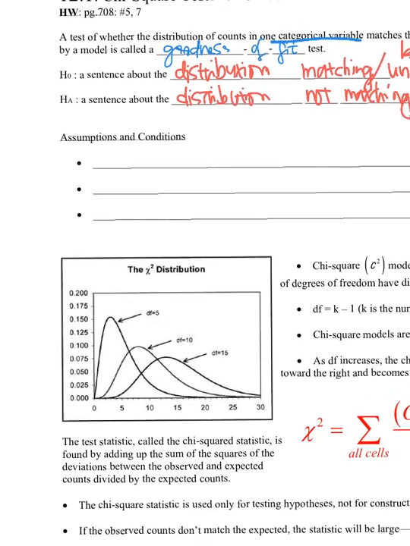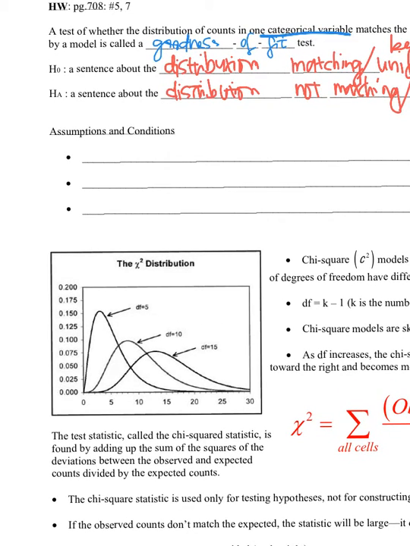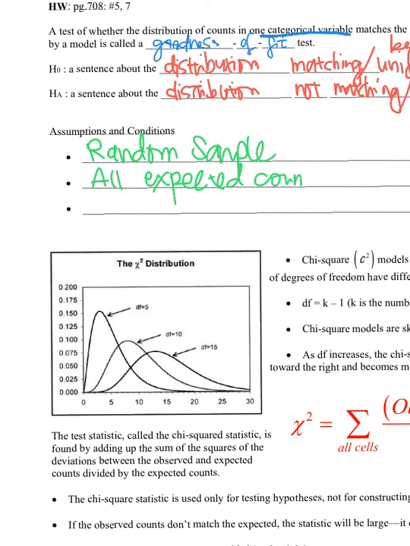Let's go to assumptions and conditions. We have 3 of them. And so the first one is going to be, as always, random sample. And our second one is going to be that all expected counts are greater than or equal to 5.